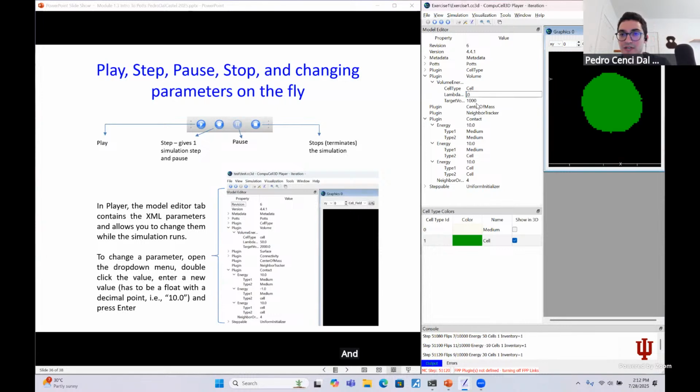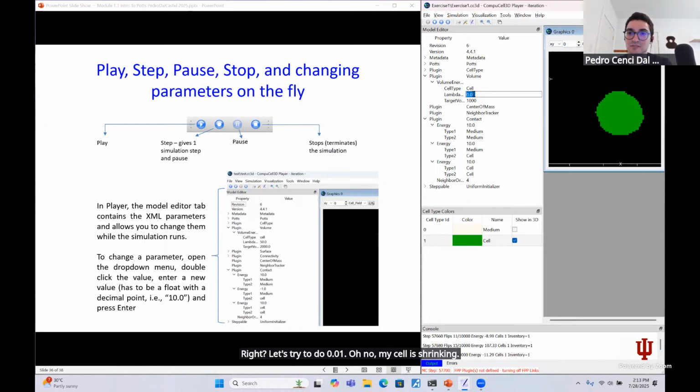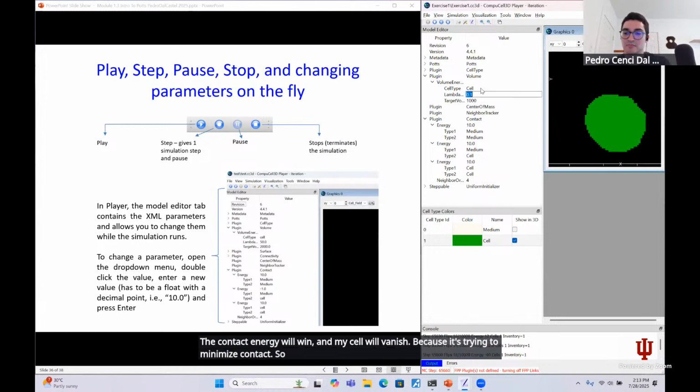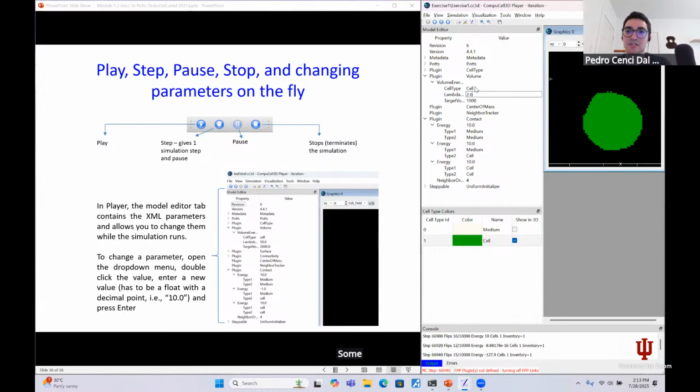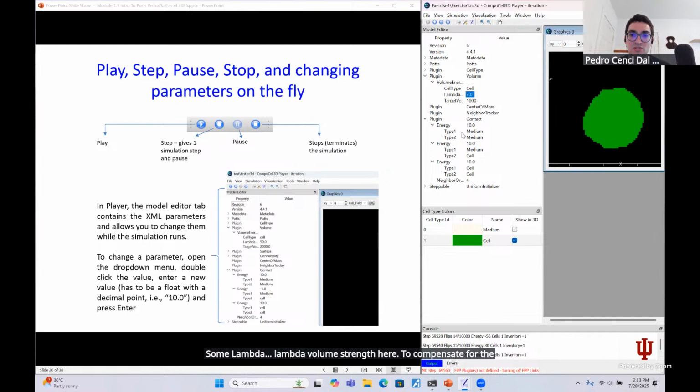And what happens if I do like 0.1? The fluctuation will increase even more, right? Let's try to do 0.01. Oh no, my cell is shrinking. I have to be careful. If I decrease the lambda volume too much, the contact energy will win and my cell will vanish because it's trying to minimize contact. So I need some lambda volume strength here to compensate for the contact energy.